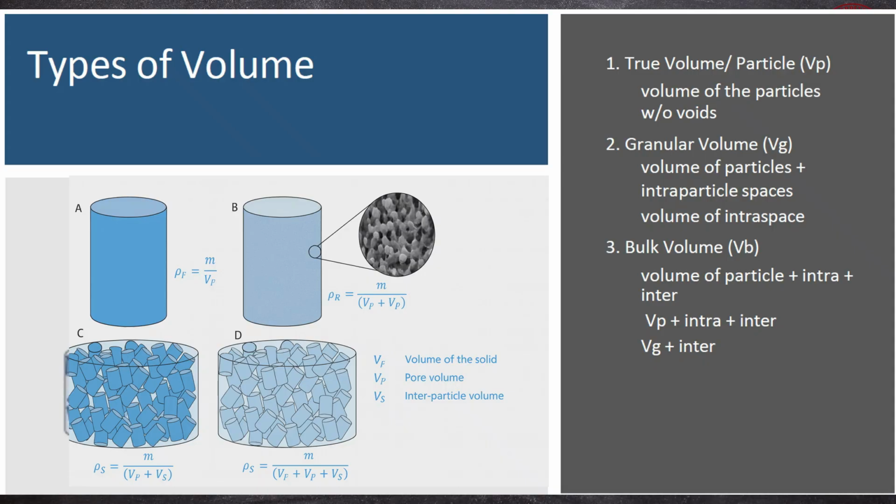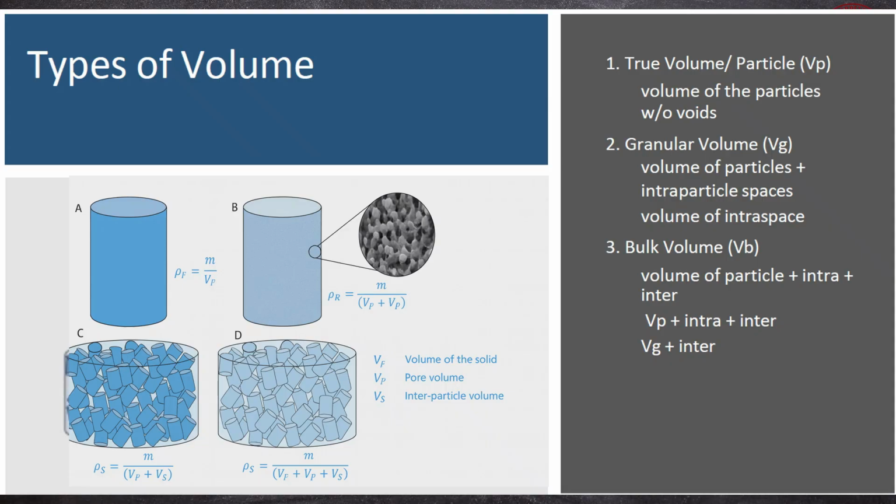Second, the granular volume, or Vg. This includes not only the solid particle but also the intraparticle pores, those tiny holes found within each particle. So imagine the particle is like a sponge. The spaces inside are counted here.